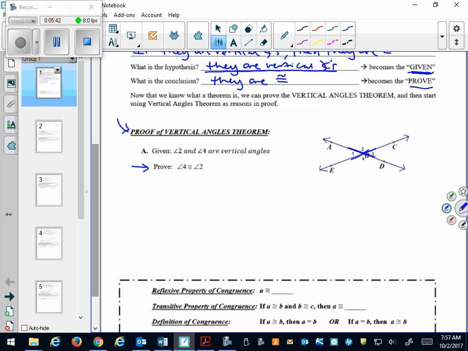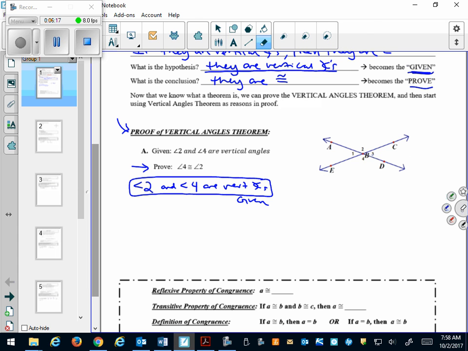Okay? So that's important to remember. Some proofs are proofs of theorems. Some proofs are not. But if it is a proof of a theorem, you have to make sure you're not using the theorem to prove it. Okay. So let's start with our given. Angle 2 and angle 4 are vertical angles. That's nice. You could do this as a 2-column proof if you want.